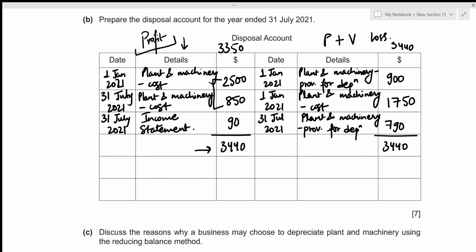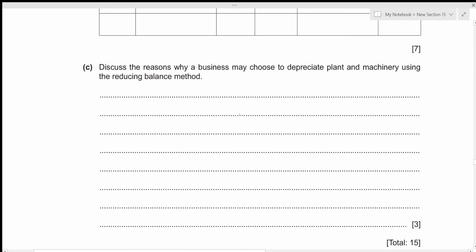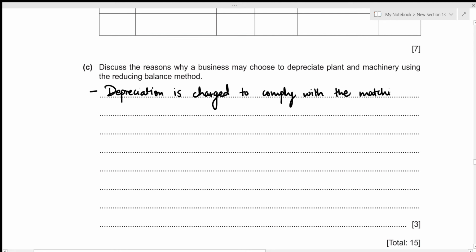Now we can move to the third one. For the third part of this question, we need to discuss the reasons why a business may choose to depreciate plant and machinery using the reducing balance method. Alright, firstly, depreciation is charged to comply with the matching or accruals concept, right? Let's write that down. Depreciation is charged to comply with the matching or accruals concept.